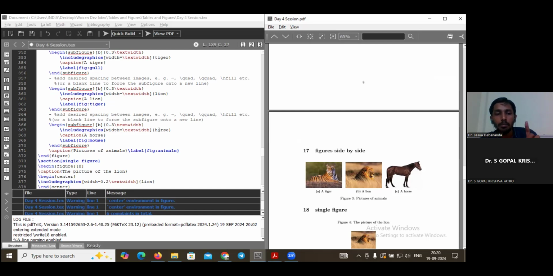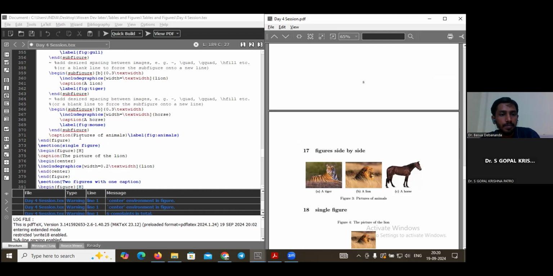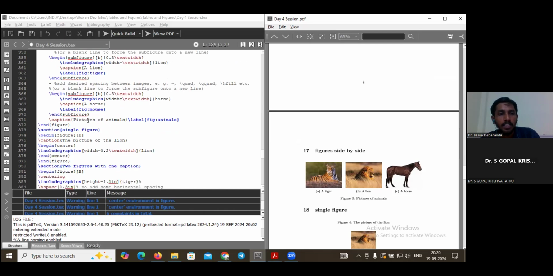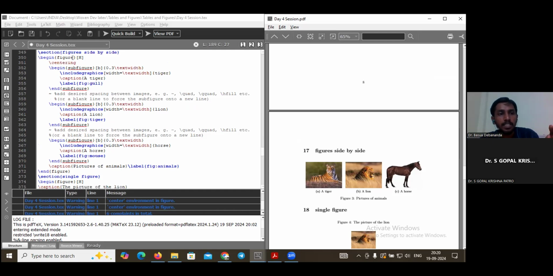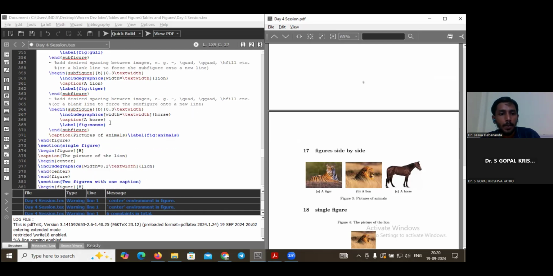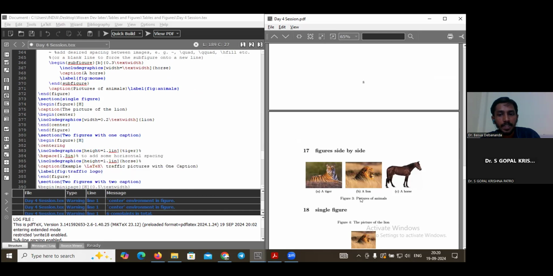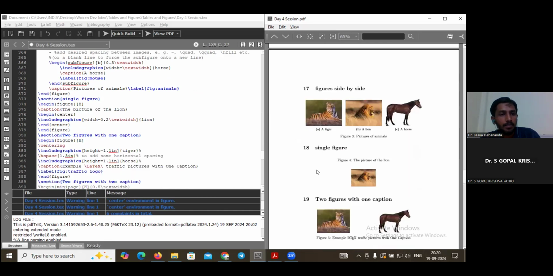All you have to remember is that whatever figure you want, you have to save in the same file. Otherwise it will not run or it will not compile. Okay. Then within the \begin{figure} and \end{figure}, you have to mention how many subfigures you want. You can mention here and you can sketch in your paper. Okay. Here the single figure is there.